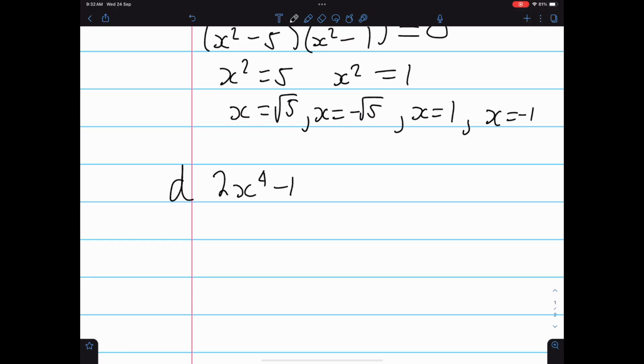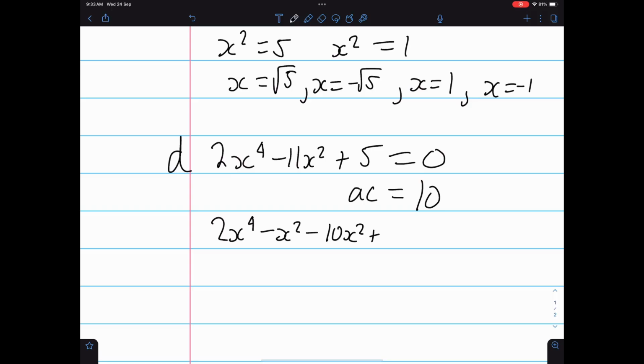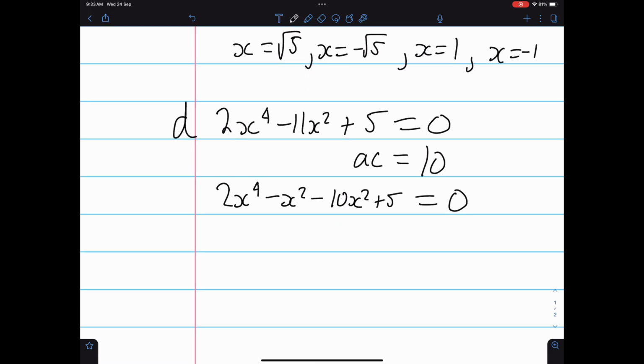D, 2x to the power of 4 minus 11x squared plus 5 equals 0. We'll do our normal AC, which is 10, that's 2 times 5. Now we want two numbers that multiply to 10 and add to minus 11. So to me that's going to be minus 1 and minus 10. And then we factor that x squared out.